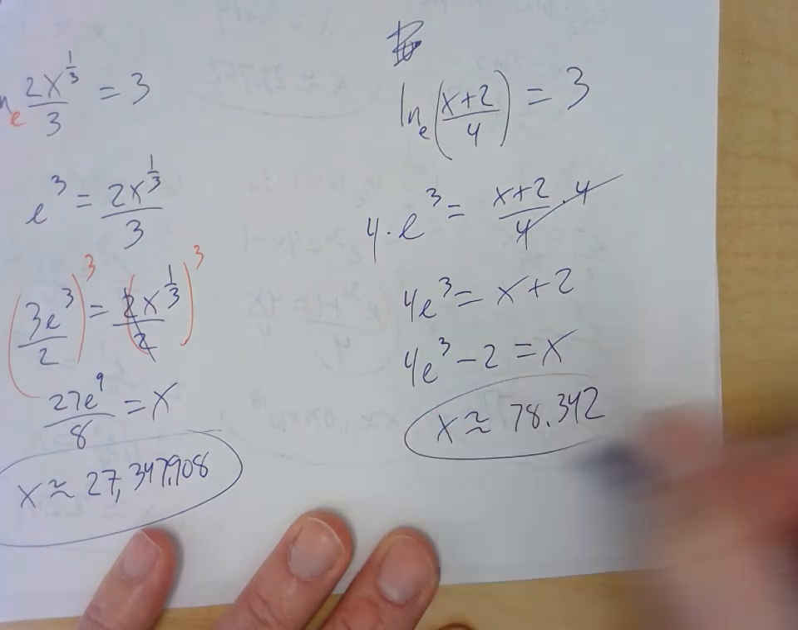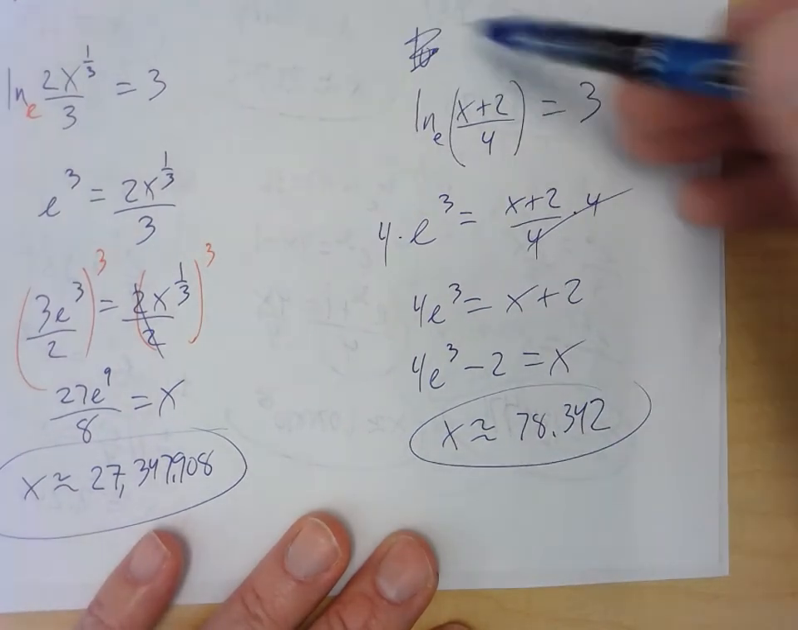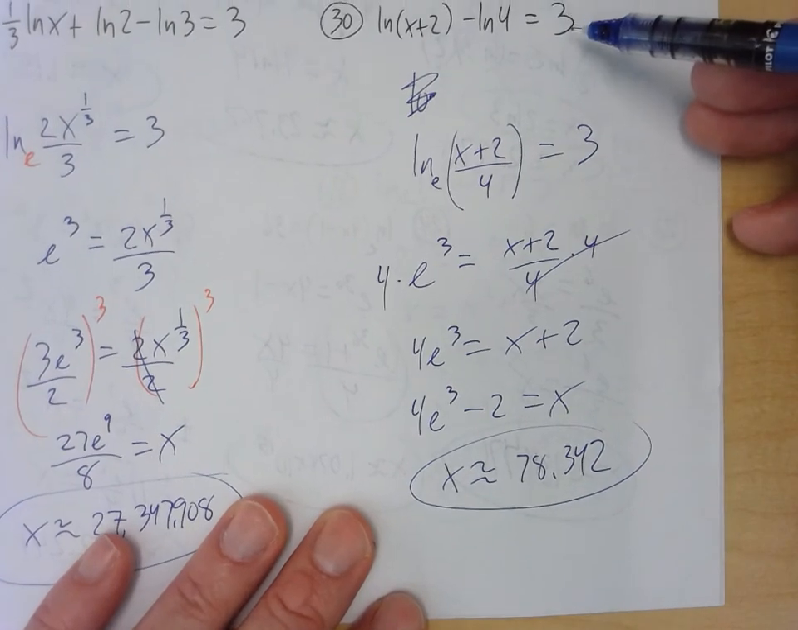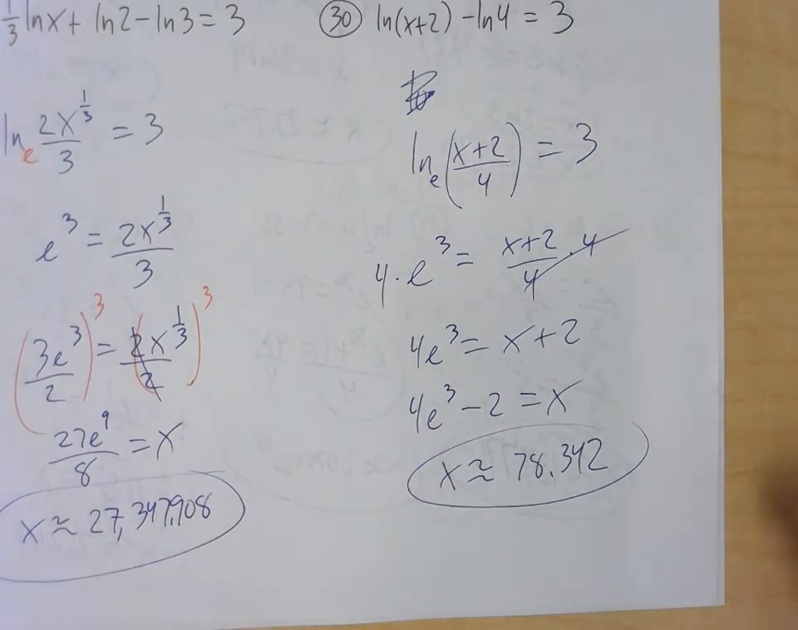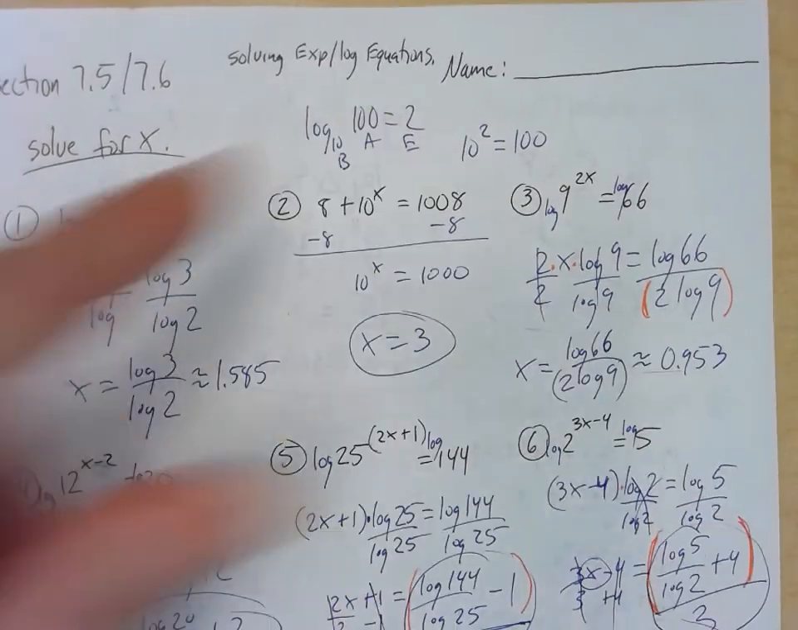78.342. In any of these problems here, these x's, you can put it right back in, type it in, and you should get something very close to 3 because of the rounding. It's not going to be exact, but it's pretty close. All right, so there's 30 problems all to do with solving exponential and log equations.